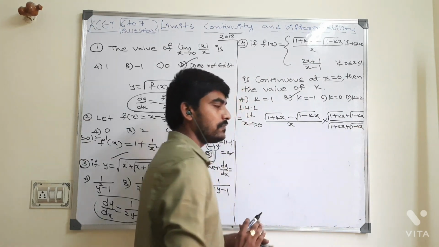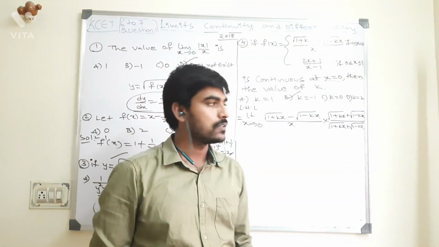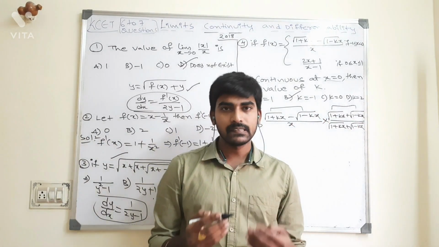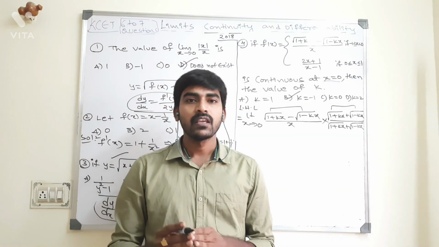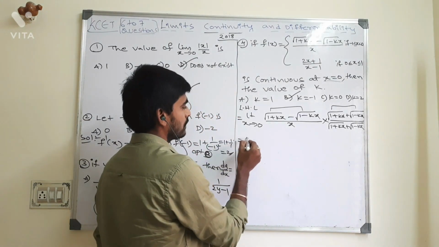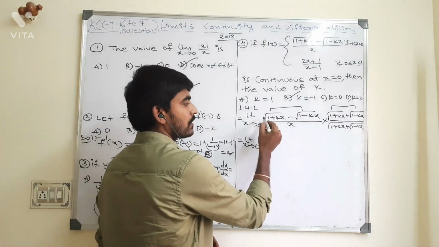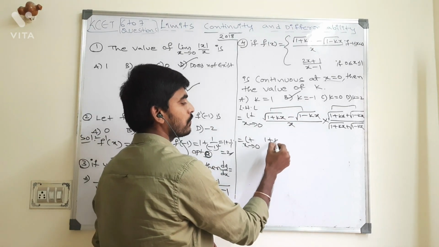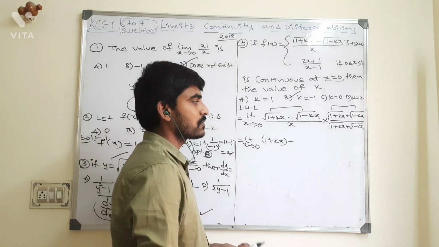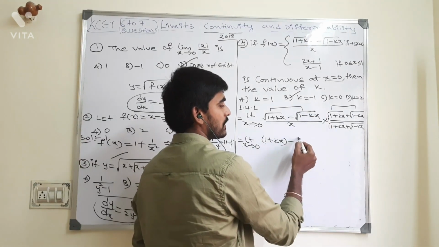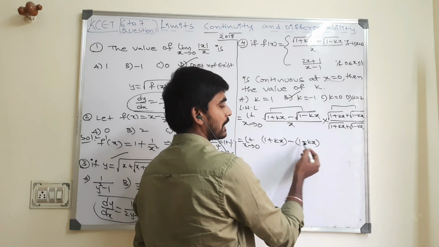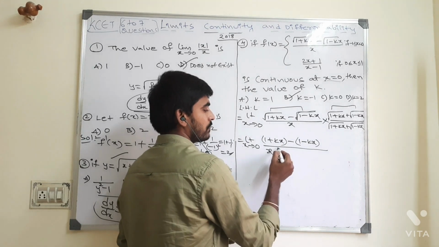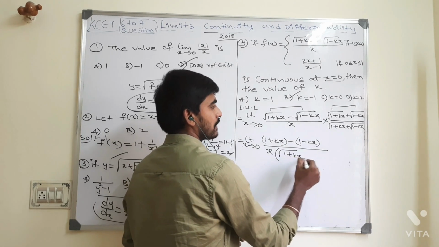After that, calculation. I hope everyone knows (a minus b) into (a plus b). What is the formula? a square minus b square, right? Limit x tends to 0. a square means square root of 1 plus kx whole square, the square root and square get cancelled, just 1 plus kx minus b square. b square means square root of 1 minus kx squared, so the remaining is 1 minus kx, whole divided by x into square root of 1 plus kx plus square root of 1 minus kx.